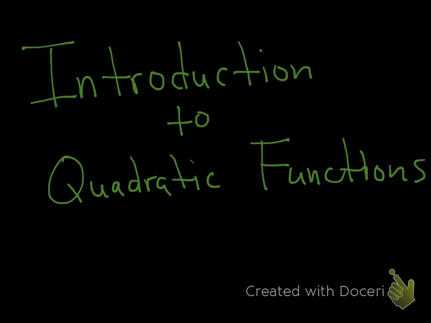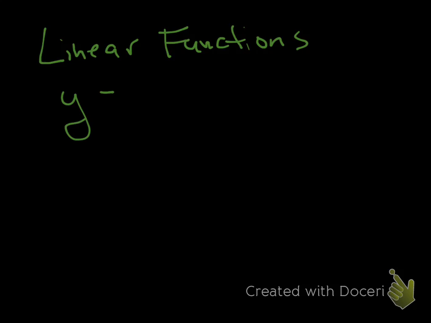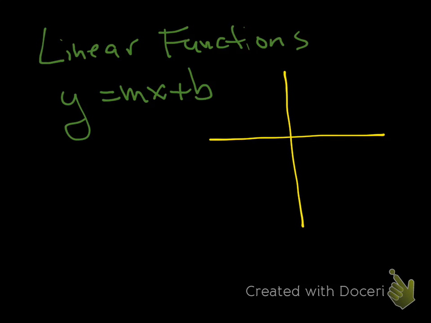Hi guys, and this is a video on Introduction to Quadratic Functions. So in the past we've done just linear functions. Linear means that it's a straight line. Those are in this form, y equals mx plus b, right? The line can look a lot of different ways, but it's going to be a straight line. So that is linear.